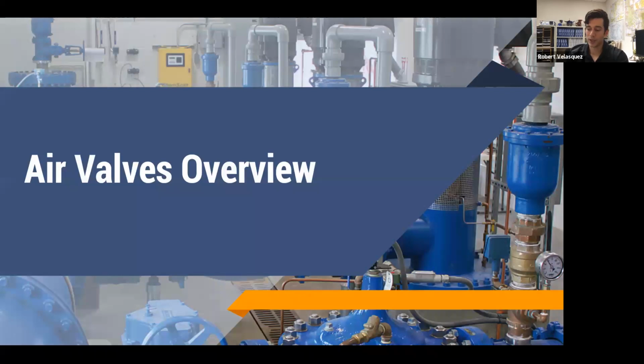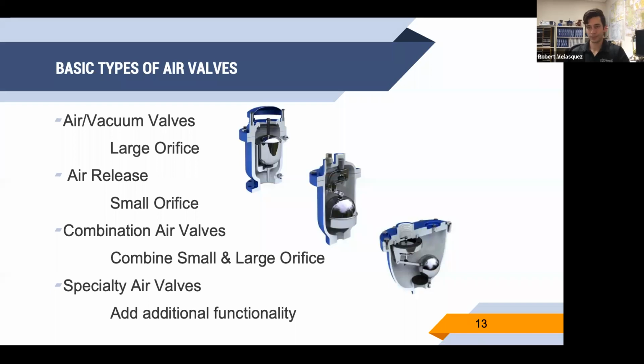Okay, so we need air valves. They provide a pretty critical service of letting air in and out of our pipeline systems, in order for our systems to work correctly. And there are different types of air valves, and the different types do different things.